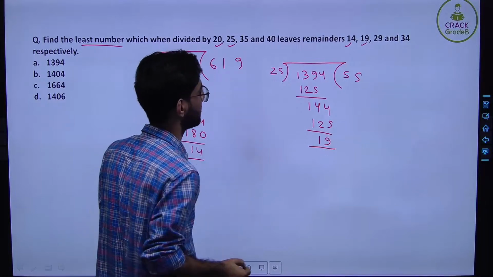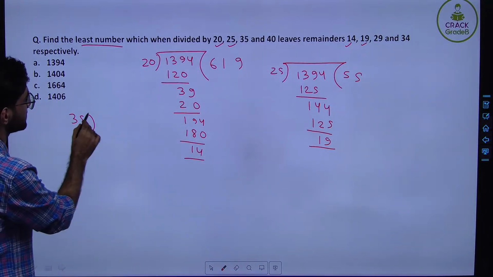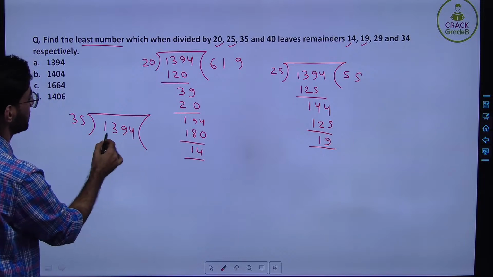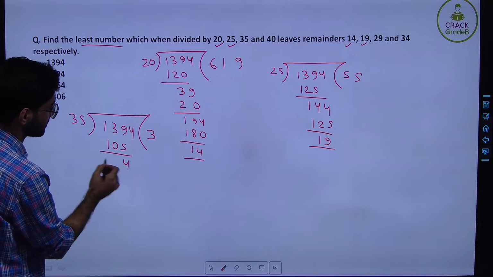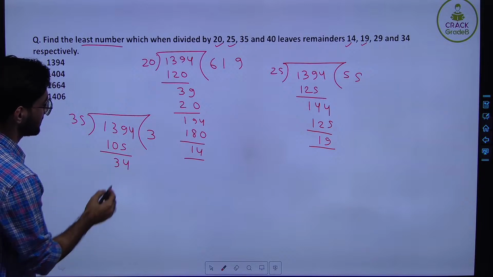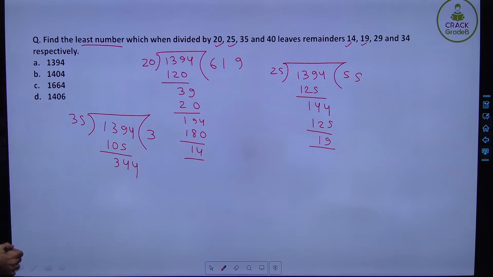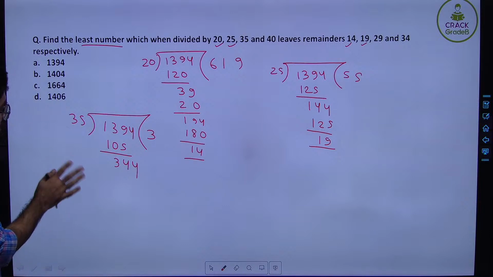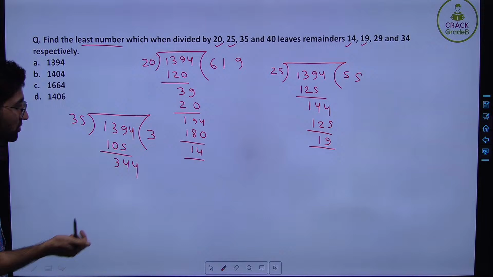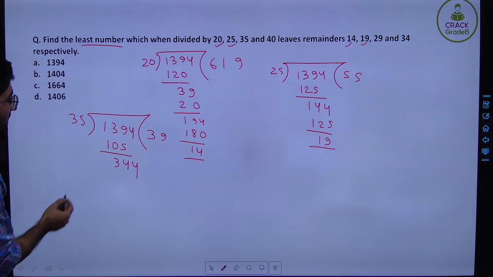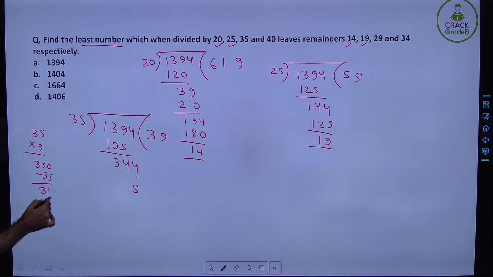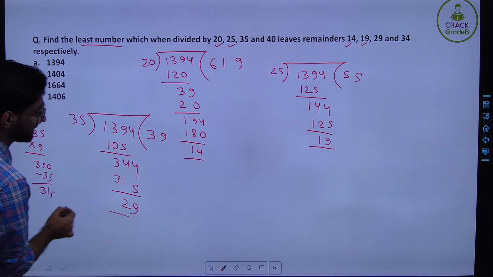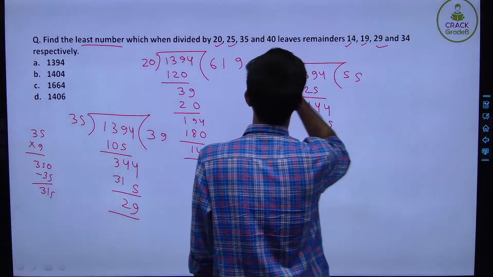Let us check it for 35. Let us divide 1394 by 35. 35 into 3 is 105, and 9 minus 5 is 4, and 3, then 4, right? So now 35 into 10 is 350. So 35 into 9 will be how much? 350 minus 35, so 315. So 229. See, we have brought down 29.